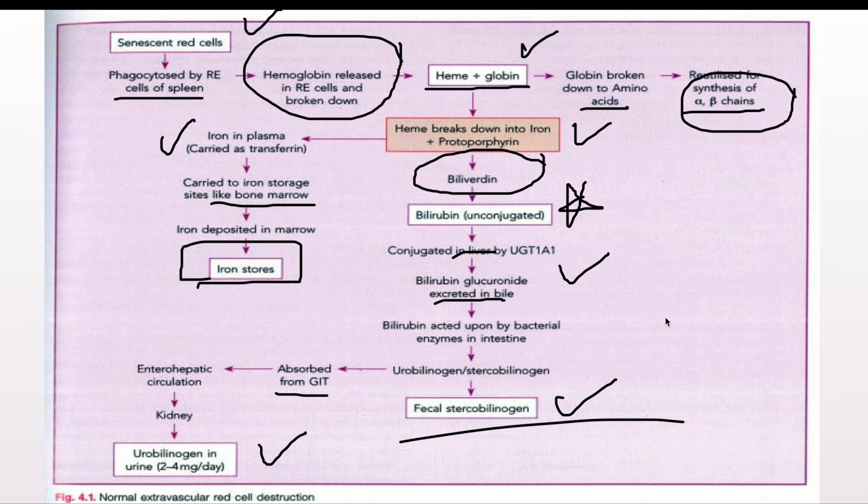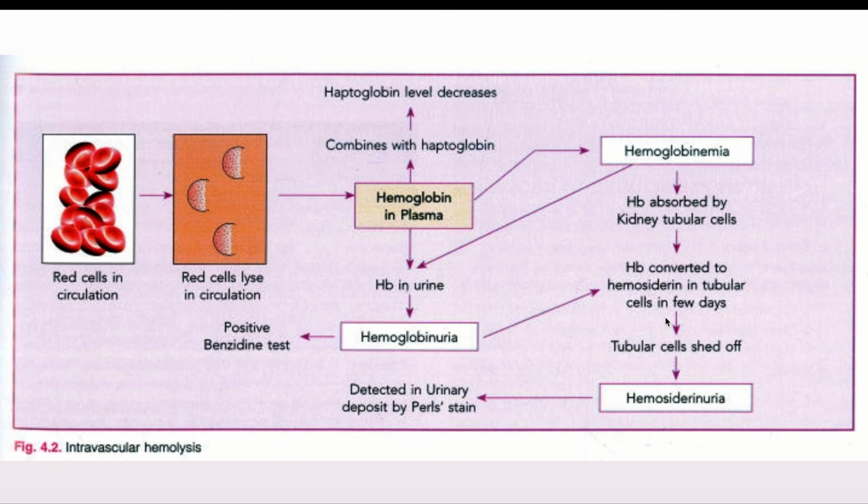Now going to the intravascular type of hemolysis. Intravascular hemolysis normally does not occur in the body. Red cells when present in the circulation are normally not lysed in the circulation; they are normally lysed in the spleen, that is by the reticuloendothelial system. But here the red cells are broken down in the circulation itself, in the vessels. So the hemoglobin will be directly released into the plasma.